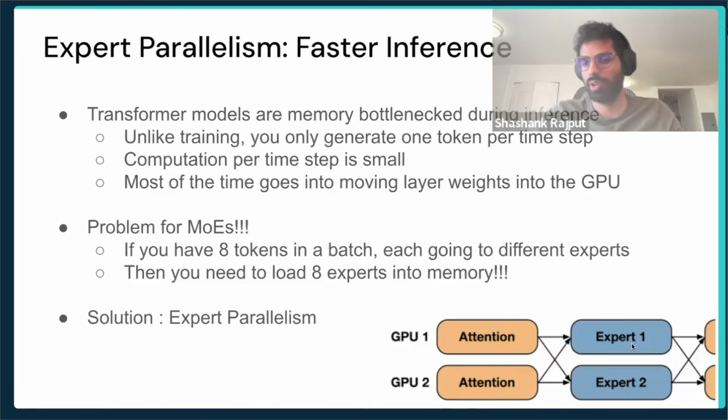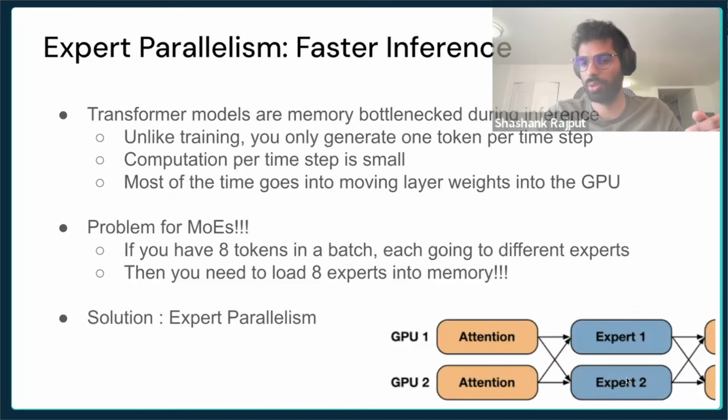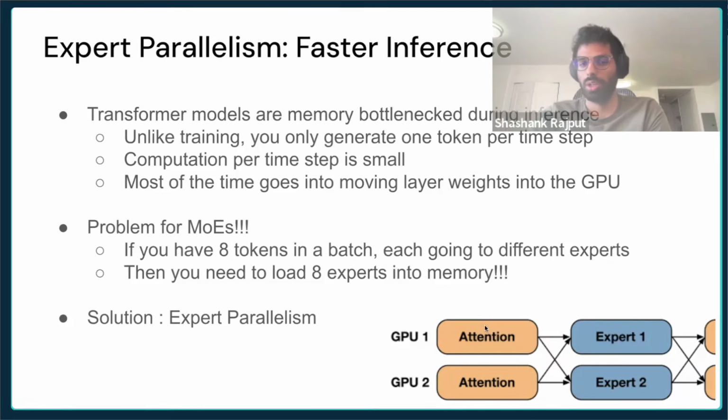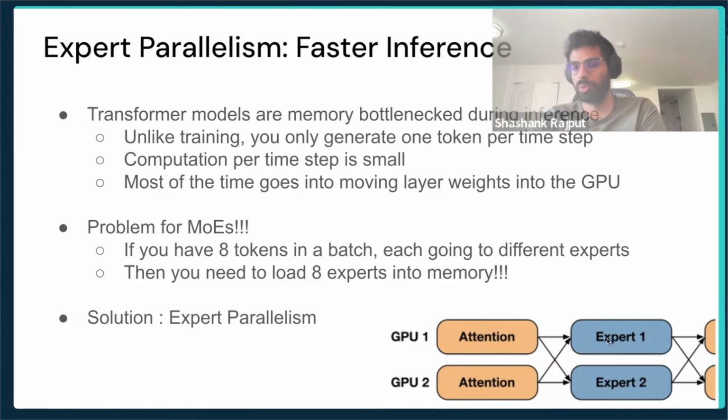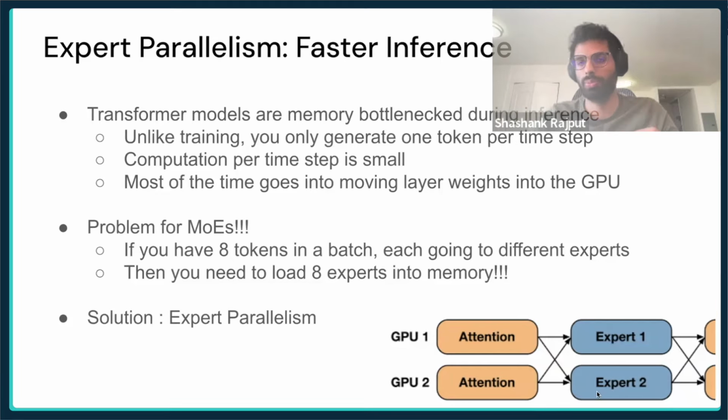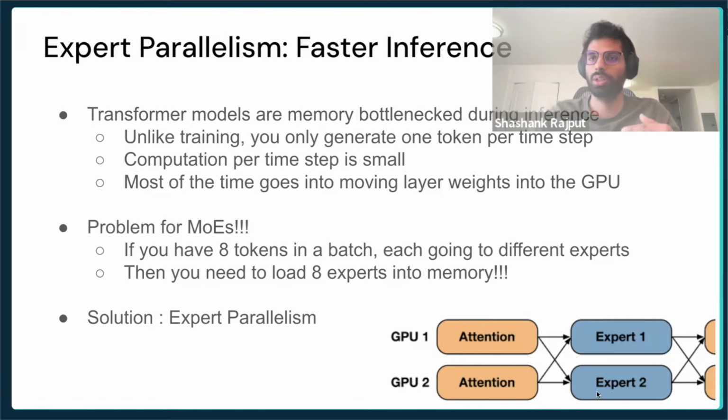Let's say expert one was 70 billion and expert two was also 70 billion. So we are not loading both the experts on both the GPUs. GPU one is only loading expert one and GPU two is only loading expert two. So essentially, each of them is only loading 70 billion worth of parameters rather than the full 130 B.